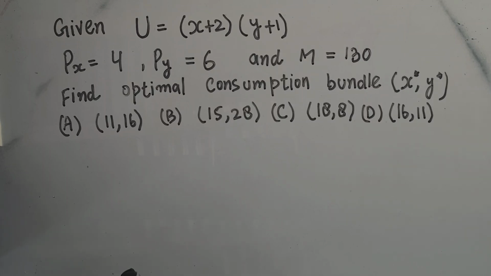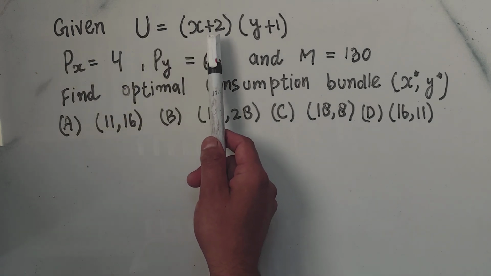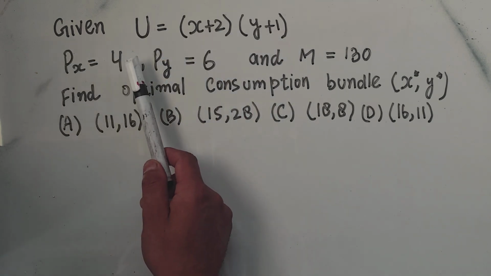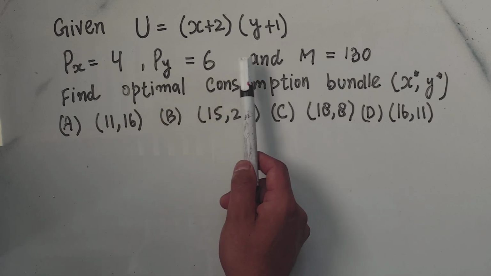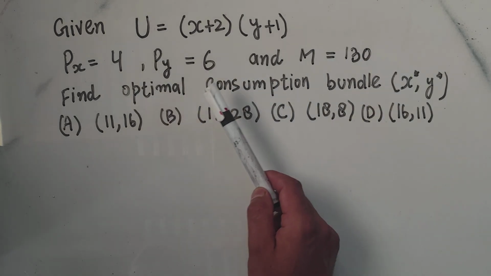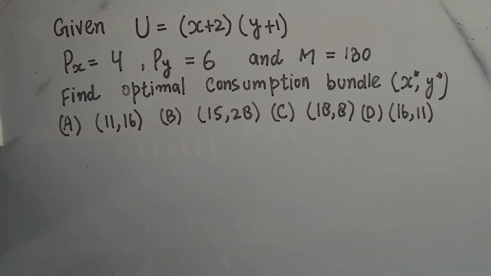In this video, we will learn how to find out the optimal consumption bundle given the utility function. The question is: given utility function is (x + 2)(y + 1). X and y are the two goods the consumer consumes. Price of good x is $4, price of good y is $6, and income of the consumer is $130. We need to find out the optimal consumption bundle, that is x star, y star. Options are being given. We need to find out the correct option.